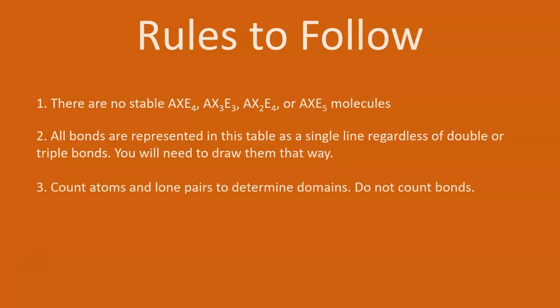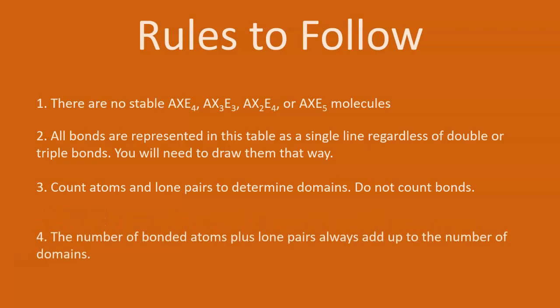The third rule of thumb is you're going to count your atoms and your lone pairs in order to determine your domains. You are not counting bonds, only your atoms and your lone pairs. Last one: the number of bonded atoms plus the lone pairs always add up to the number of domains. Say it one more time: the number of bonded atoms plus the lone pairs always add up to the number of domains.